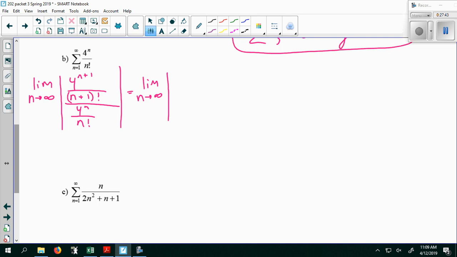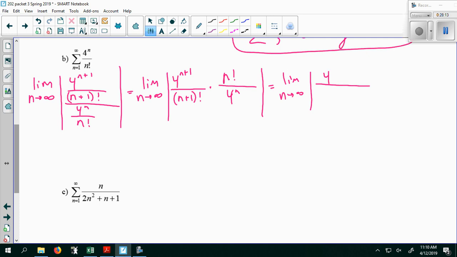Okay, so then I'm going to flip and multiply: 4 to the n plus 1 over n plus 1 factorial times n factorial over 4 to the n. So my 4 to the n plus 1 over 4 to the n, you subtract the exponents, you get 4 to the first, and it's going to live in the numerator. So I'm going to have a 4 in the numerator. And then n factorial over n plus 1 factorial.